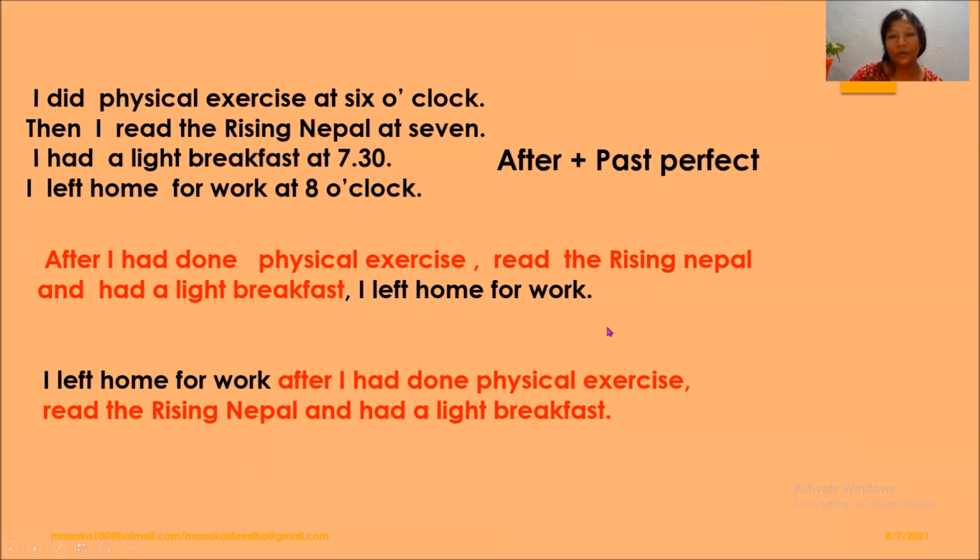I left home for work. Okay, so here, after with past perfect, remember? After with past perfect shows the first actions, right? Okay, same here. I left home for work after I had done physical exercise, read the Writing Nepal, and had a light breakfast. So here, after is used in the middle of the sentence, okay, between the sentences, right?